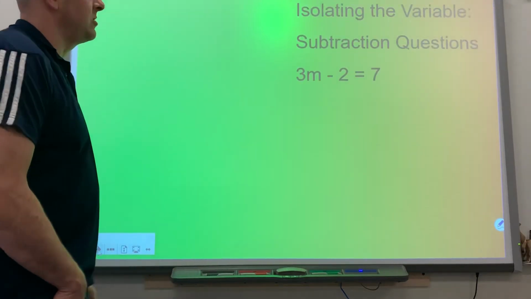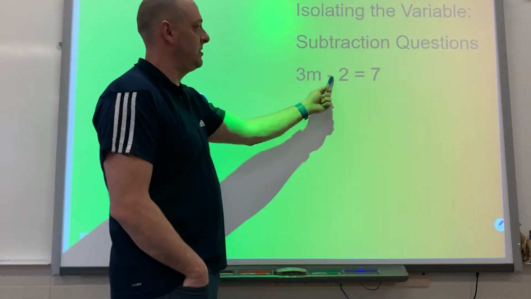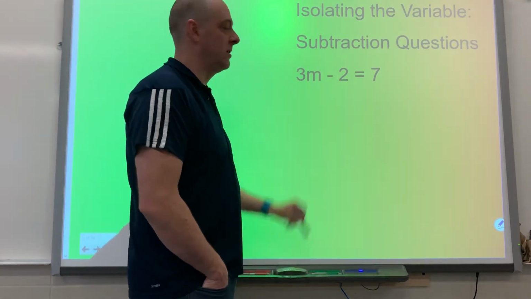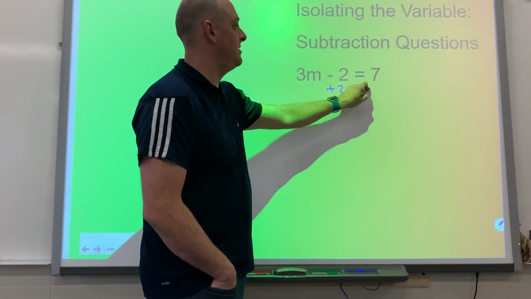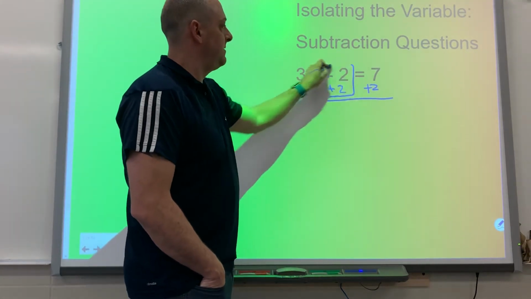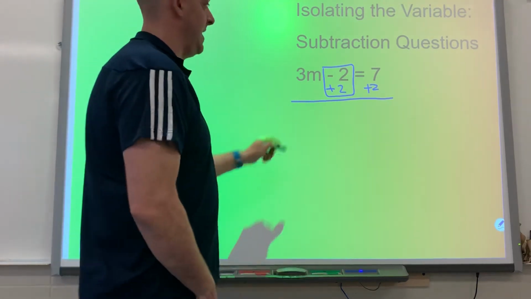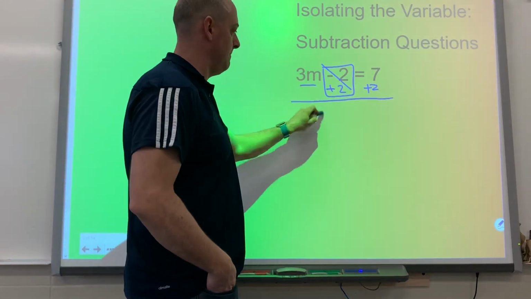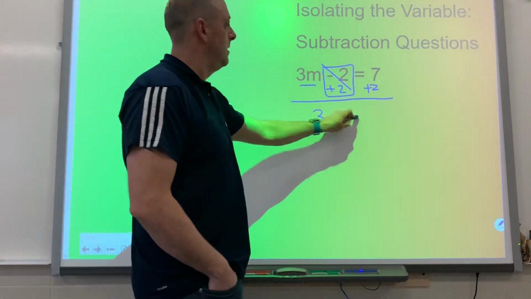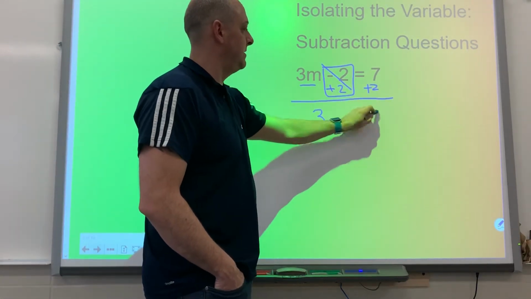We can also do subtraction questions, same thing, start with our integer and do the opposite function. Right now it is minus 2, so we are going to do the opposite function and add 2. This negative 2 plus 2 is 0, so it's gone, it cancels out. We're left with the 3m on the left-hand side of the equals sign. On the right-hand side, 7 plus 2 is 9.